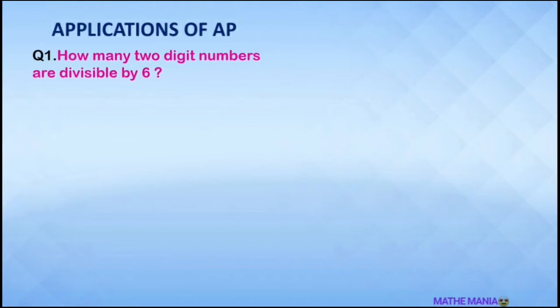How? First of all, we will form the AP. The smallest two-digit number is 10 and the largest two-digit number is 99. First, we will find the smallest and the largest two-digit numbers which are divisible by 6. Which numbers are divisible by 6? Right, the numbers which come in the table of 6. You can apply the knowledge of tables for small numbers and long division for large numbers.